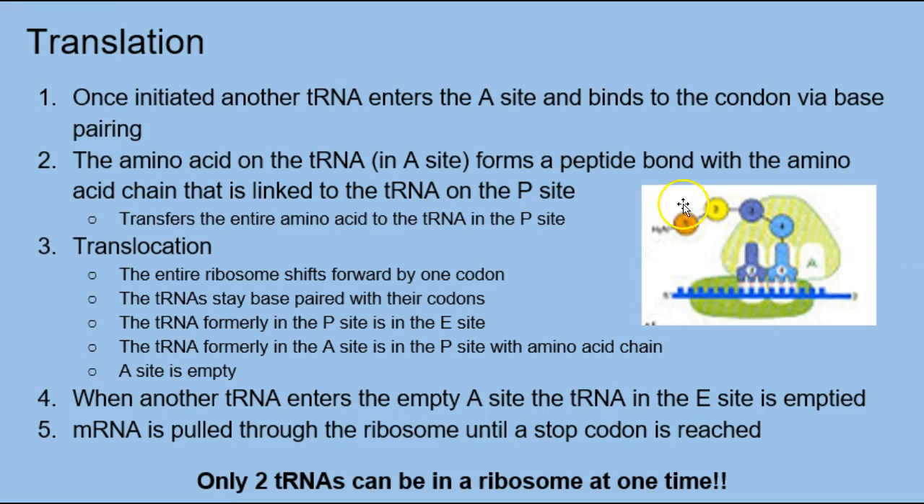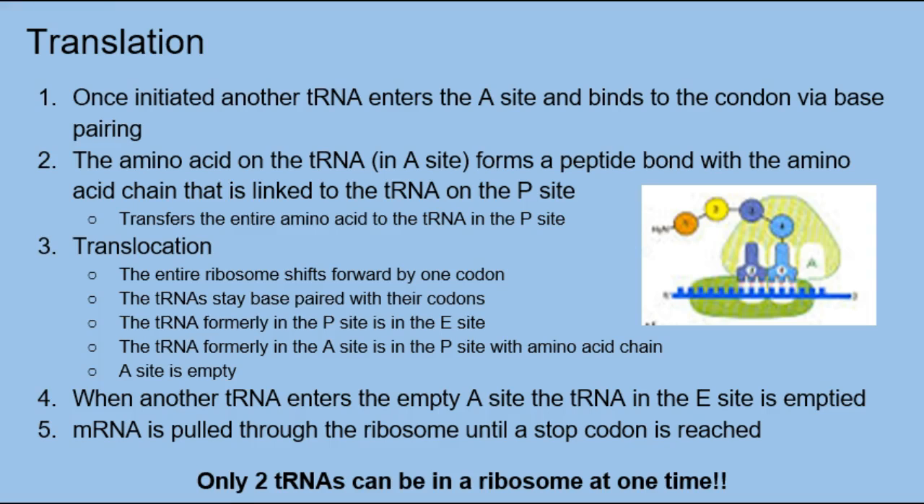Translocation then occurs, which is where the entire ribosome shifts forward by one codon. The tRNAs stay base paired with their codons and don't move. The tRNA formerly in the P site is now in the E site, and the tRNA that was in the A site is now in the P site, with the amino acid chain on the P site as well. After this happens, the A site is now empty.